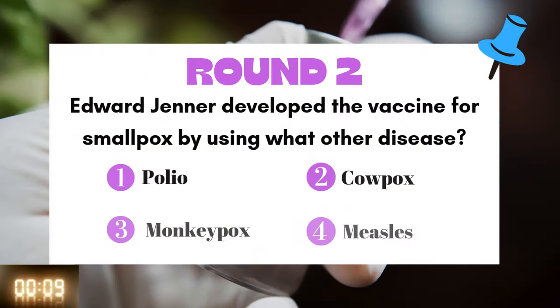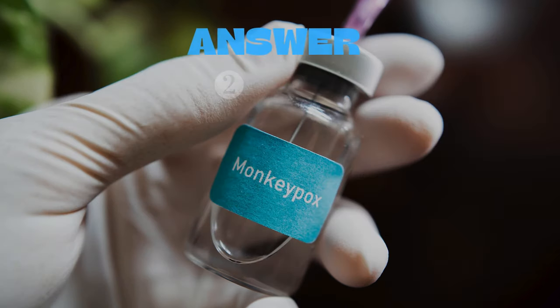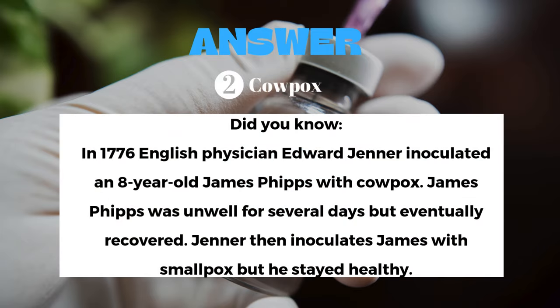Round 2. Edward Jenner developed the vaccine for smallpox by using what other disease? The answer: cowpox.